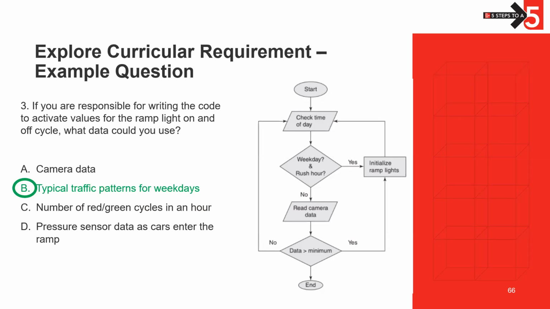So the typical traffic patterns will provide you with reasonable data to initialize your variables, initialize the timing for the ramp lights. The camera for A and the sensor data in D, they provide data, but it doesn't tell you exactly what kind. And then the number of red and green cycles per hour is going to vary based on the hour, based on the amount of traffic. So that really won't be that useful. So the best answer here is B.